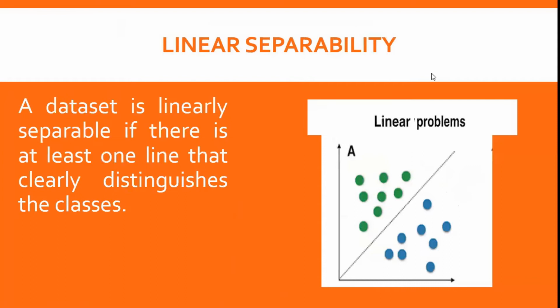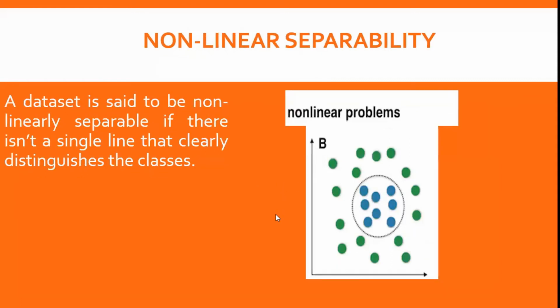Now, linear problems and linear separability. Yesterday I said about this also. A data set is linearly separable if there is at least one line that clearly distinguishes the classes. This is called a linear problem. So what you get is like this: there is a line which distinguishes both classes, so we can say that linear separability is possible.